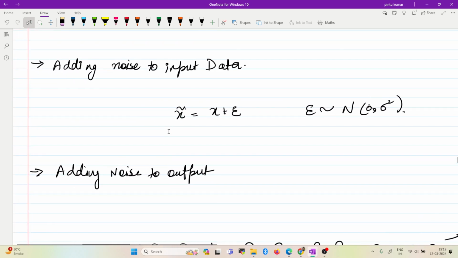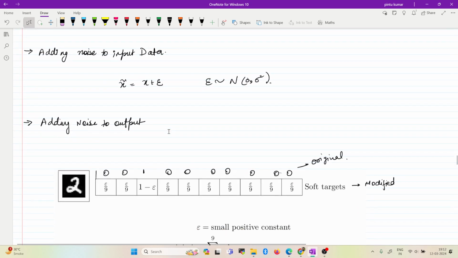Another technique, when we don't want our model to fit to a training data set, is that we can add some small noise to our training data set. This noise can be at two places. Either you can add it to the input data set. For example, if X was your original data set, you can modify your X as X plus epsilon, where epsilon is some normal distribution with zero mean and standard deviation sigma. You can add this noise.